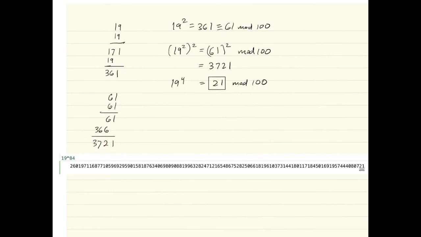And so the 3721, I take it mod 100, and that's 21. And so 19 to the 4th is 21 mod 100. And so that's our answer, 21. And to check this, that Sage can do this, I did 19 to the 84th, and it's a huge number, but indeed the last 2 digits are 21. So this is just an interesting problem, kind of a fun, cute problem using Euler's theorem.